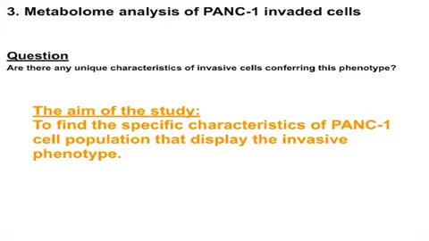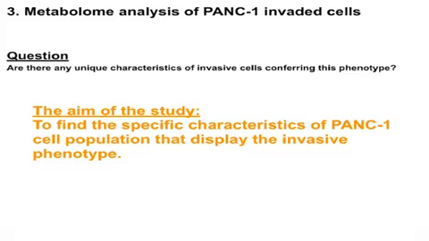Okay, so this is the summary for the second section. Using the IncuCyte Live-Cell Imaging System, we could visualize a beautiful movie of the actual invading cells from the spheroid, allowing us to identify the distinct invading subpopulation from the cells forming the spheroid. In the next study, we then analyzed the unique characteristics underlying this invasive phenotype using the PANC-1 cell line.